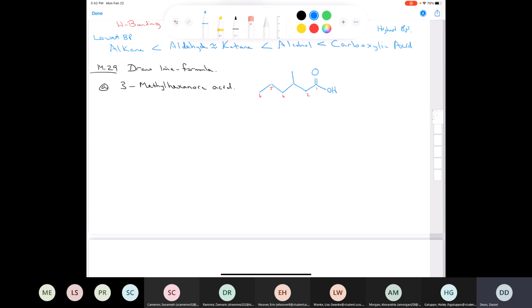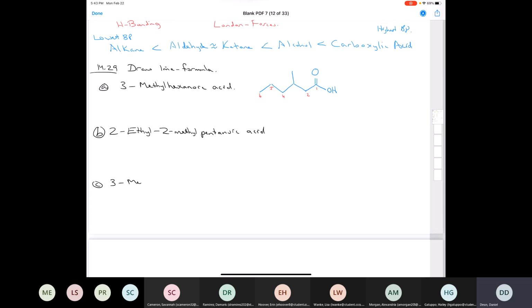I'm going to write down the next two, and if you hopefully have a pencil handy, I'd like you to give them a try. So the next one is 2-ethyl 2-methyl pentanoic acid. So I'd like you to give that one a try. And C is 3-methyl cyclopentane carboxylic acid.